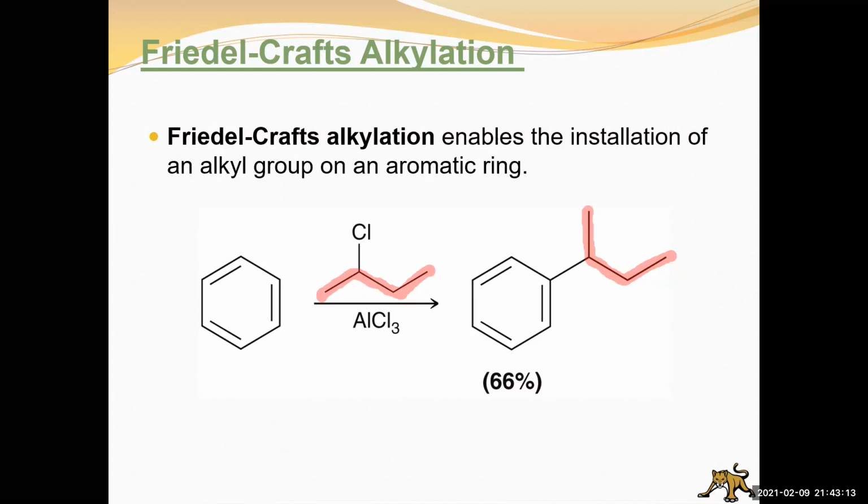So that carbon is this carbon. The attachment to the ring is going to happen at the carbon where the halogen leaves. That's very important if you want to get these questions correct and understand how this is going to work, when to use it and when not to use it.